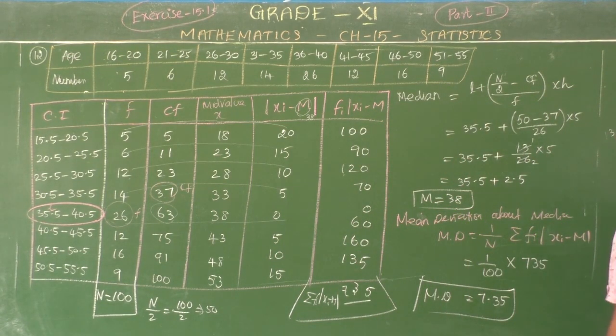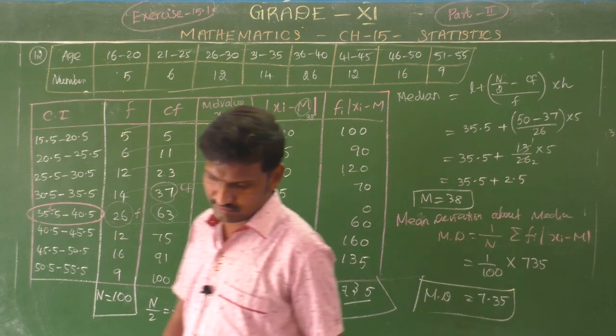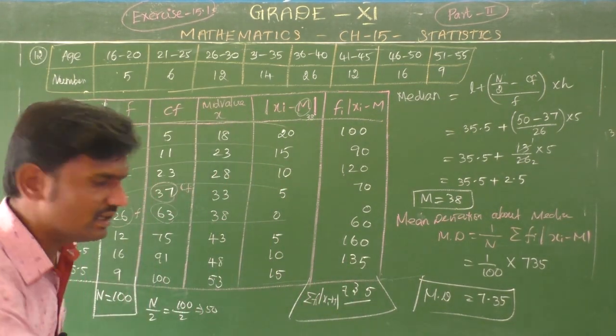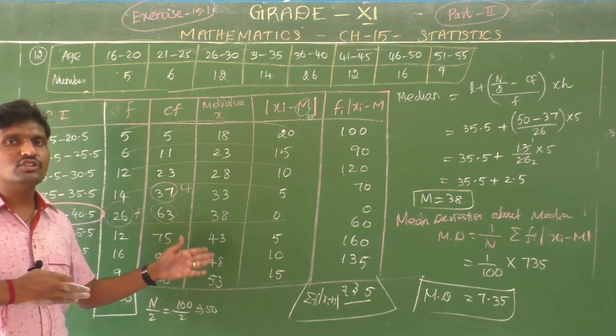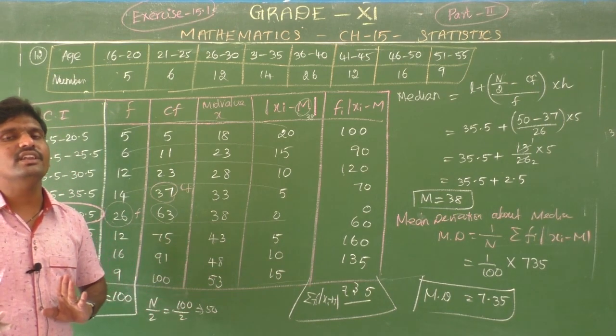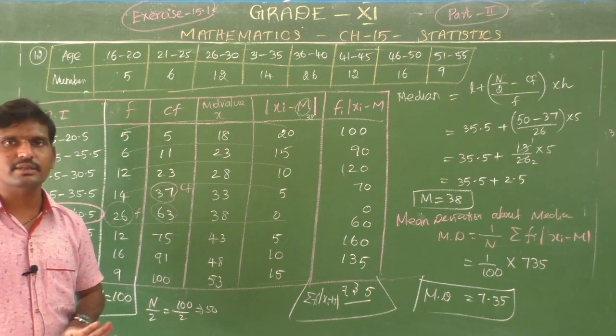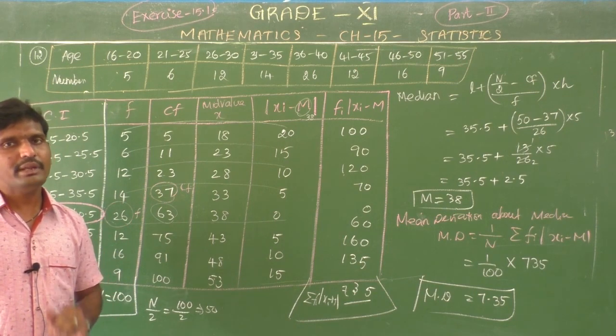Have you got it, children? So this is the median pattern. This is the pattern for question numbers 11 and 12. So this class is going to complete now. Up to this class, the first exercise in chapter 15, Statistics, is fully finished. It is based on mean deviation.